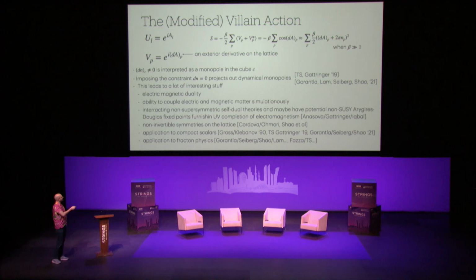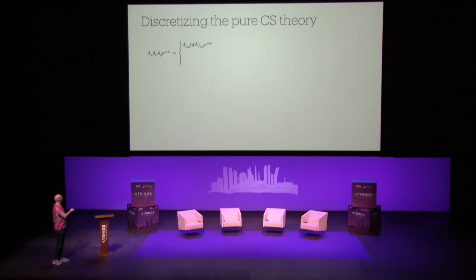So just to repeat, the ingredients of this Villain formulation are, now these phases can be thought of as real. These A's are real valued, and some integer valued plaquette fields. And there is some kind of a gauge symmetry which corresponds to the fact that A is really supposed to describe an angle, some kind of redundant description.